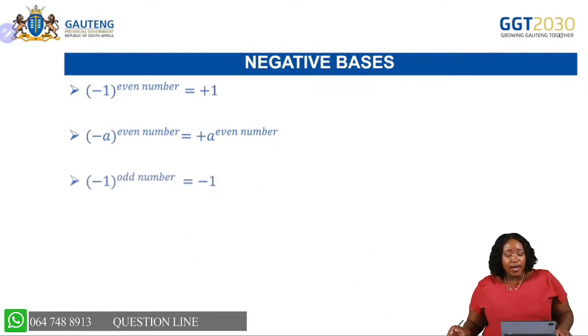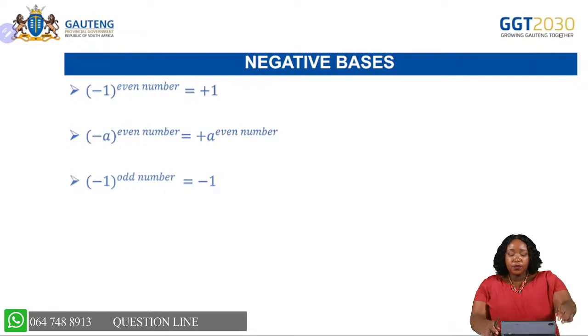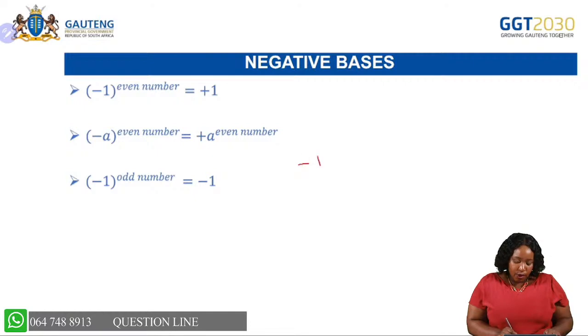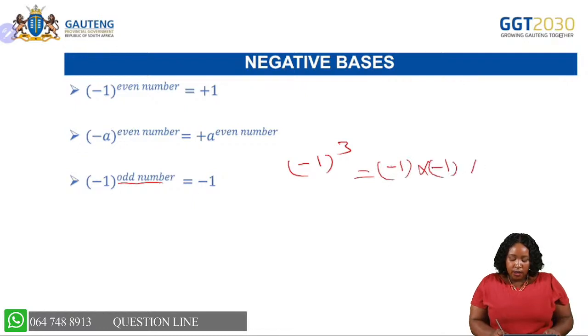Also, -1 raised to an odd number will still give you -1. Think about it. -1 to the power of 3 will be -1 times -1 times -1. Okay? Let's write it so you can visualize it. -1 to the power of 3. 3 is our odd number. What do we get? We get -1 times -1 times -1.